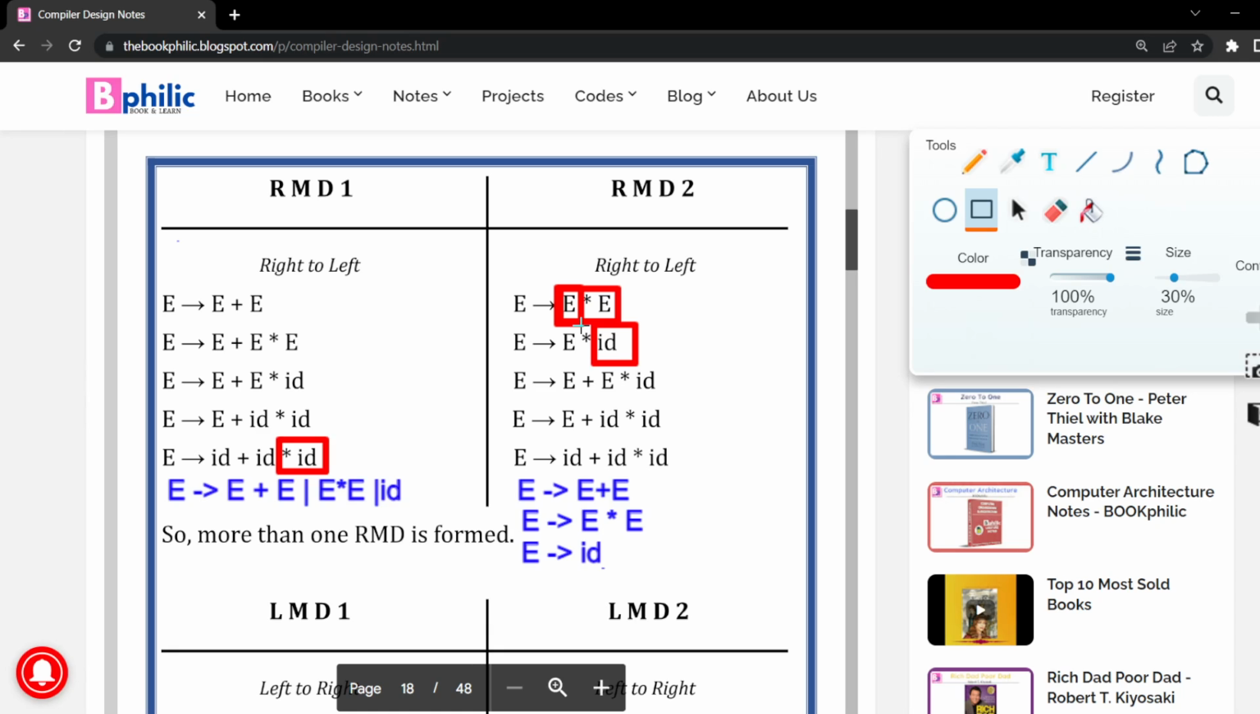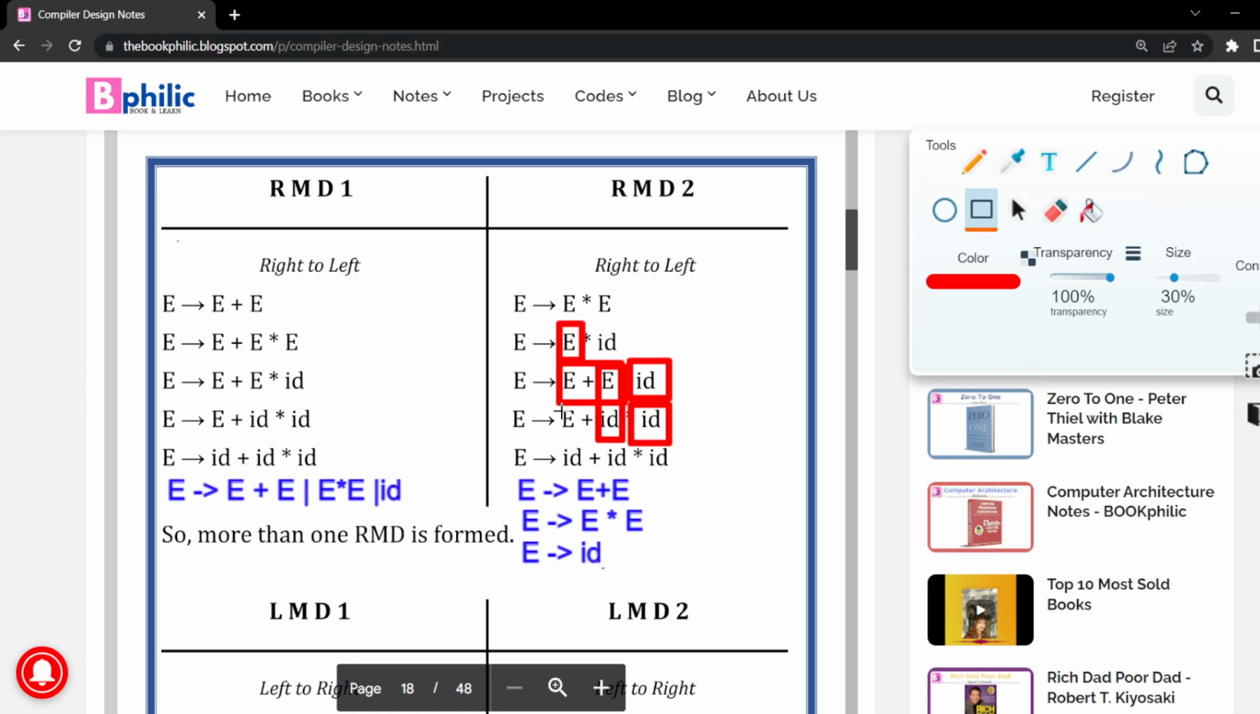But since it is RMD, that is right to left derivation, that's why we have to first of all derive this capital E. Then at last we will have to derive this capital E. See, that's why we have written capital E has been derived into ID. Now at last, what is the rightmost non-terminal, that is capital E. This capital E will be further derived into capital E plus capital E. So this ID will be written as it is. Now the rightmost capital E will be derived further into ID. Now this ID will be written as it is.